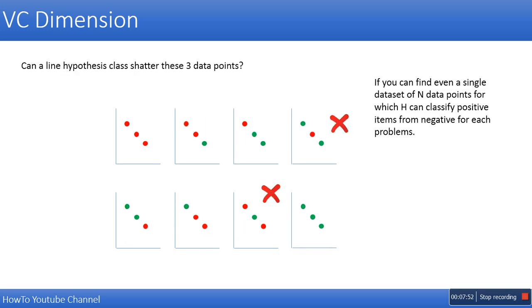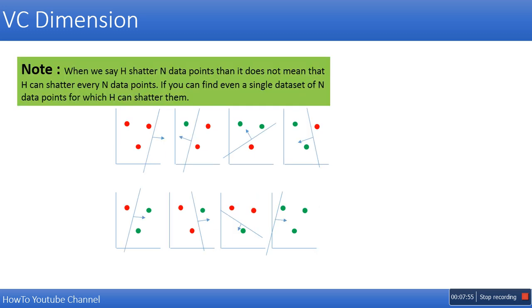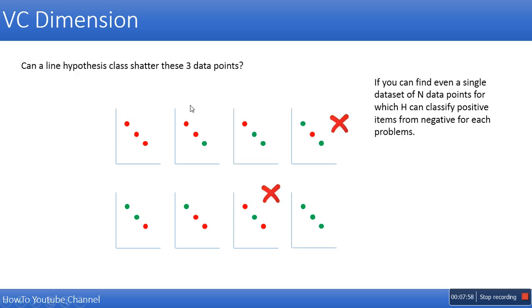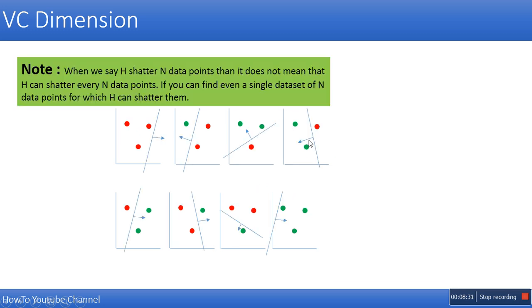I have already explained that note part, but here is an example as well. If we take three data points on a straight line and classify them in all possible ways, then in these two cases you cannot draw any line which can separate the green example from the red one. So it doesn't mean that a line cannot shatter three data points. This is only for one case. But if we take this other set of three data points, then it applies.